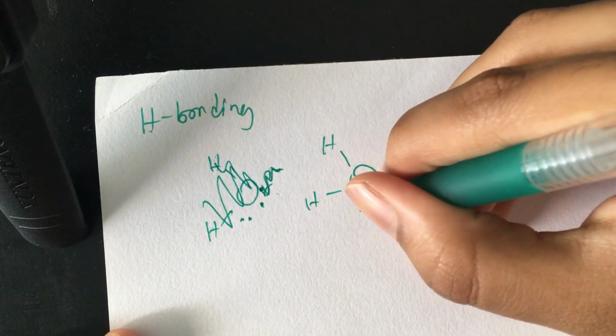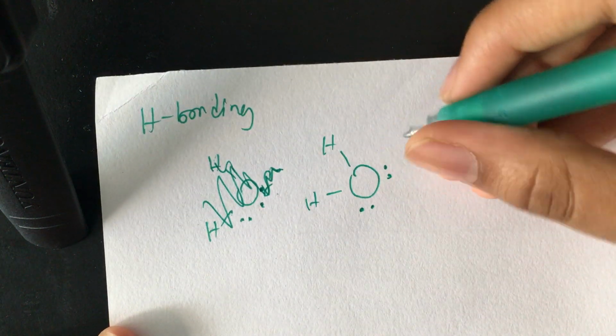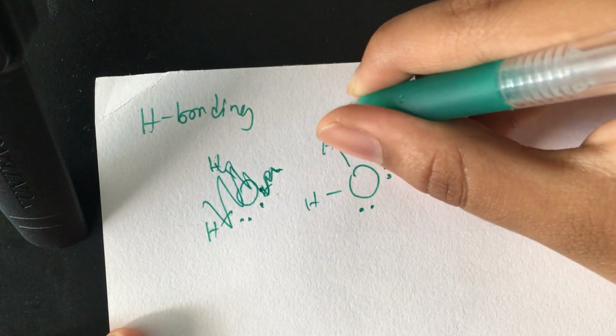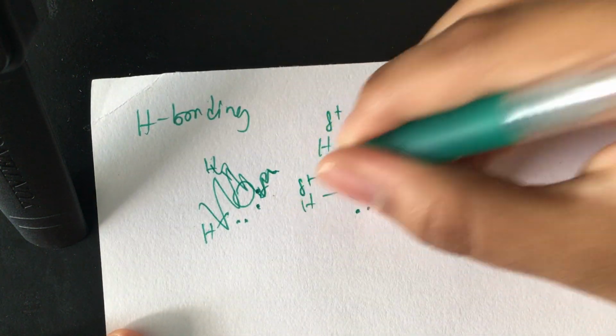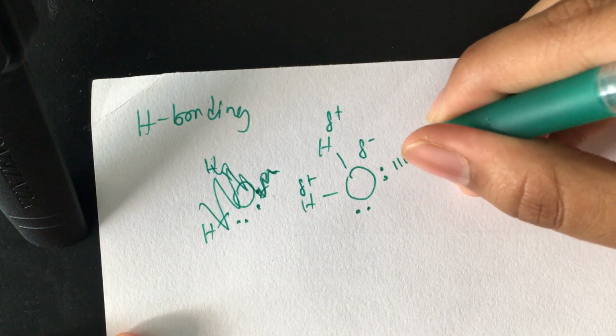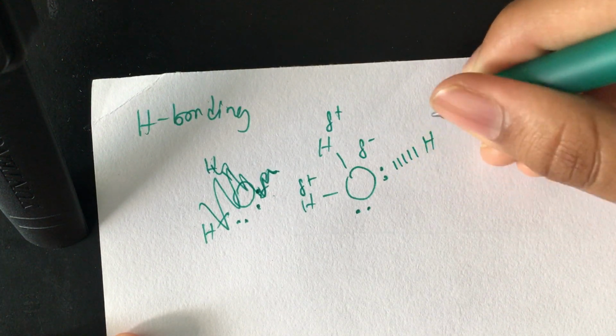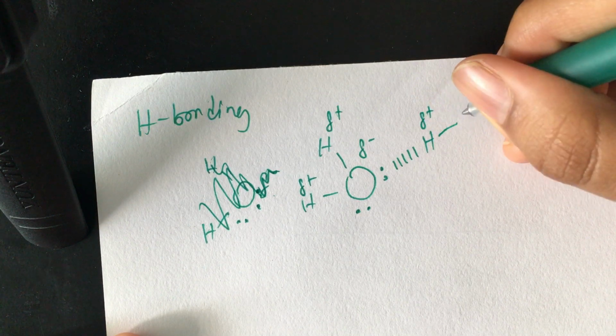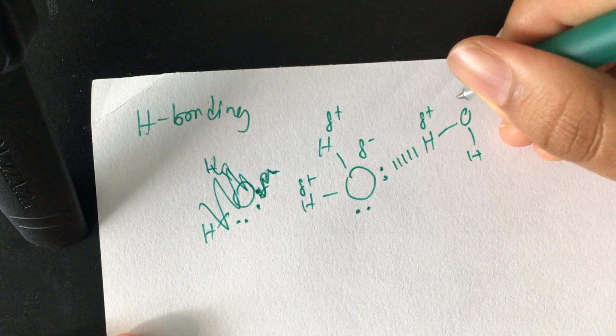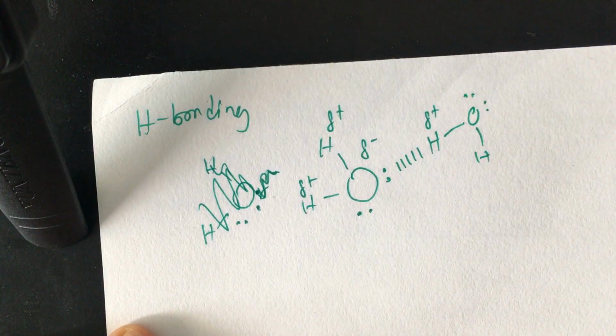So the H from one of the molecules will attract the O of the other molecule, because the H will be slightly positive and the O will be slightly negative, and that's where you get the bonding. And it will work with N as well. So that's how it works.